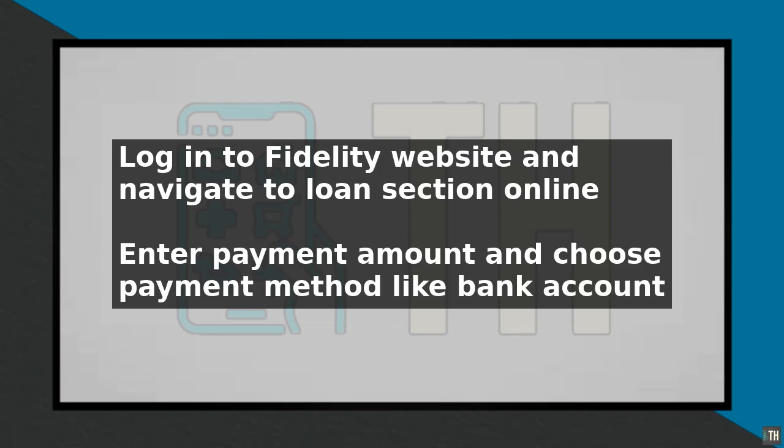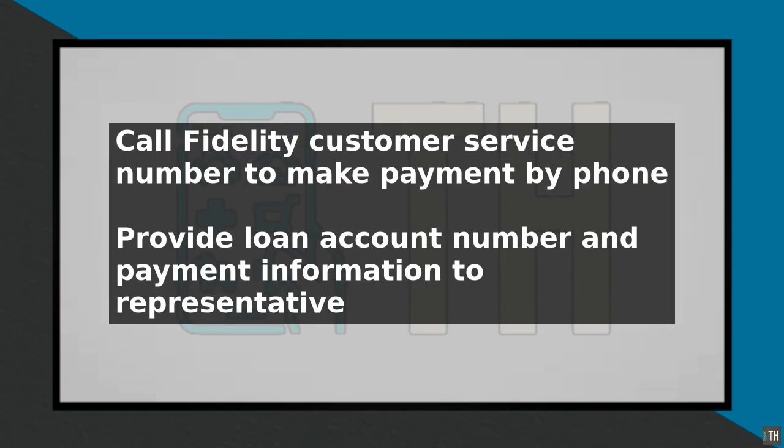If you prefer to pay by phone, call the Fidelity customer service number and follow the prompts to make a payment. You will need to provide your loan account number and payment information. To pay by mail, send a check or money order to the address listed on your loan statement, making sure to include your loan account number on the payment.